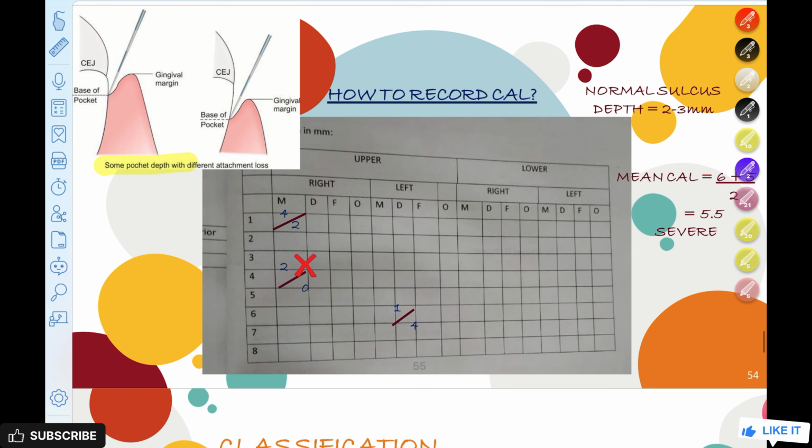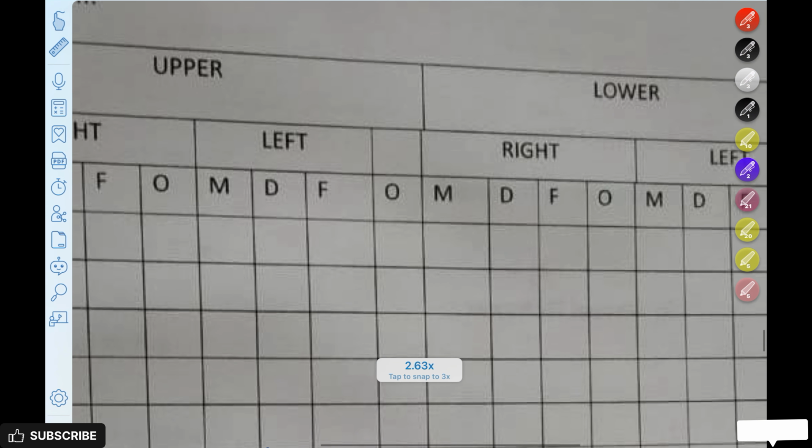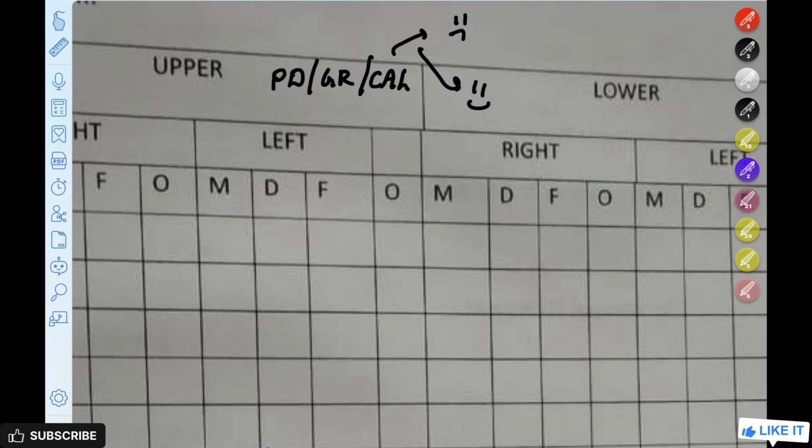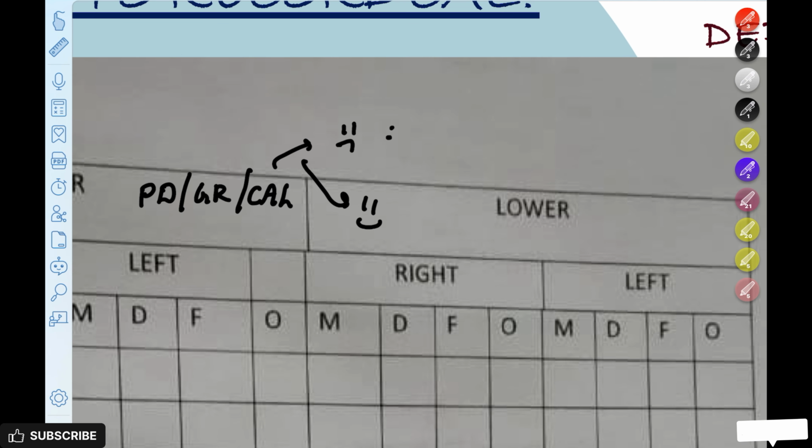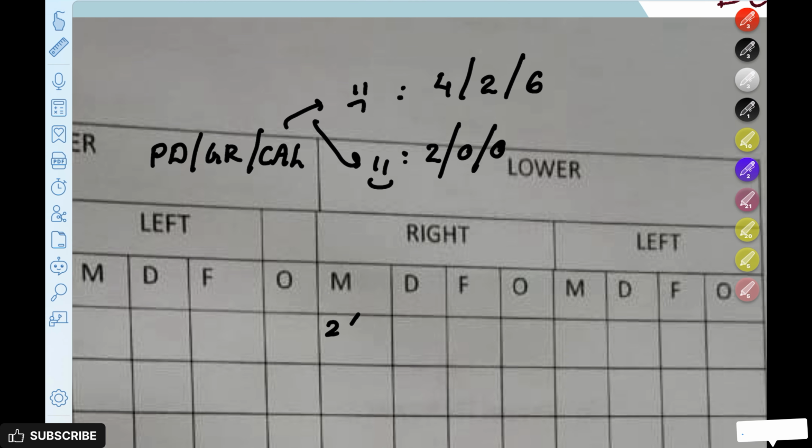The next is how to record CAL. In this, how to write it, it's very simple. The first thing is the probing depth, second is the gingival recession, and third is the CAL. I will give you two scenarios, if it is a diseased person and if it is a happy, non-diseased person. In the case of a diseased person, the periodontal depth is approximately 4 mm, gingival recession is 2 mm, so the clinical attachment loss will be 6 mm. In the case of a happy person, there will be 2 mm, the gingival recession is 0 and clinical attachment loss is 0. So you have to write like this: 2 0 0 4 2 6.